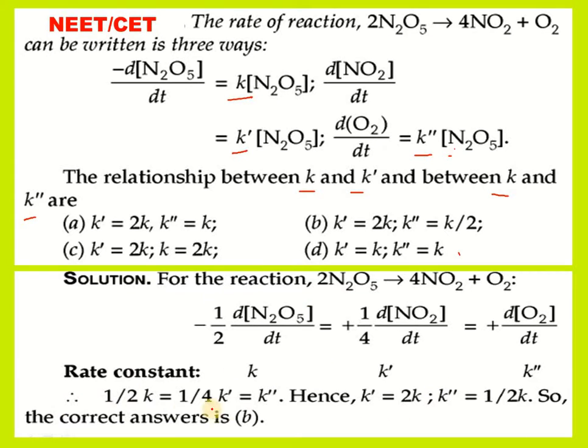After that, multiplying all these fractions with 4, we got this value. So with 4, if you multiply, then what will happen? K dash is equal to 2K for the first two things. Next, for the second two things, K dash is equal to K double dash is equal to 1 by 2K. So the correct answer is K dash is equal to 2K, K double dash is equal to K by 2. That is the B option.